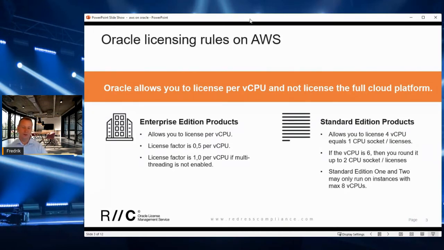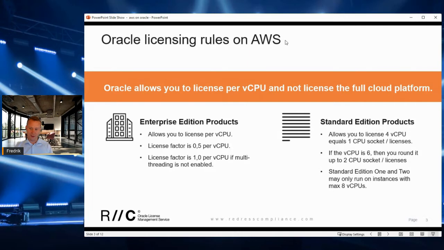Oracle allows you to not license the full cloud platform because it would make it impossible to run Oracle software in a public cloud environment. But Oracle allows you to license only the vCPUs that you have for the instance that is running the Oracle software. For enterprise products, it allows you to license per vCPU, and the license factor is 0.5 per vCPU. So if you have 4 vCPUs, you would need 2 enterprise licenses. If multi-threading is not enabled, you need to use 1.0 as a license factor.